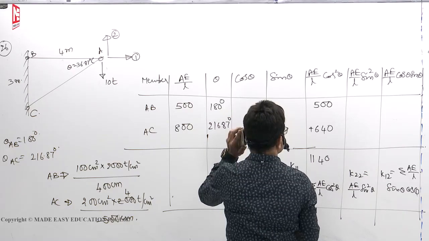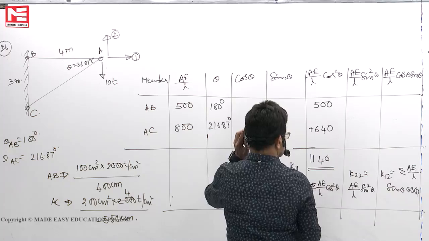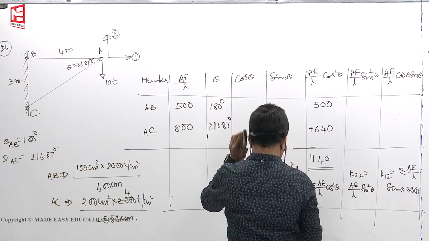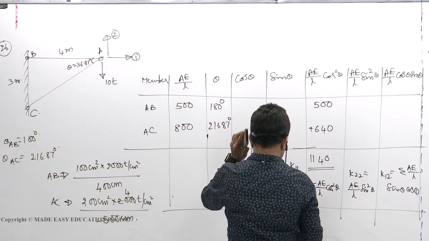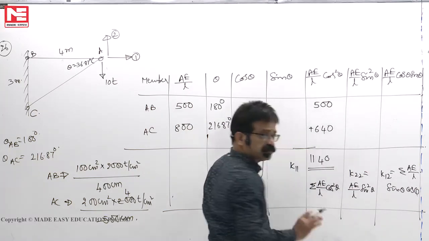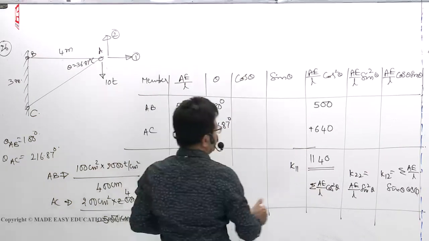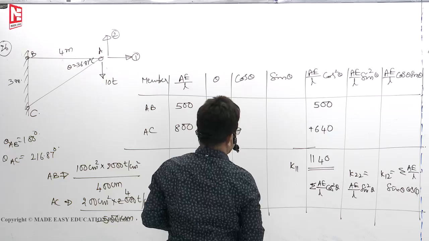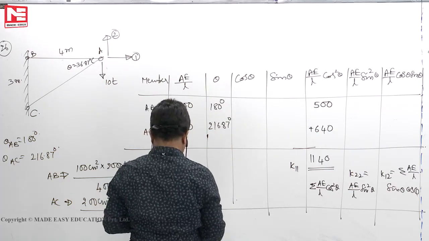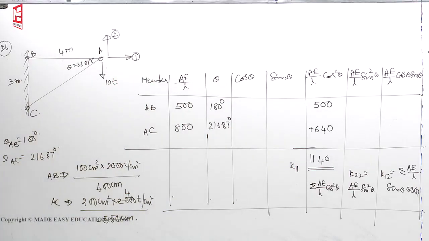Yeah. Yes, tell me, madam. From Rishabh. Hmm? Hmm. You will get AE by L 1140. Cos square theta, even if you get minus means minus into minus plus. Okay.